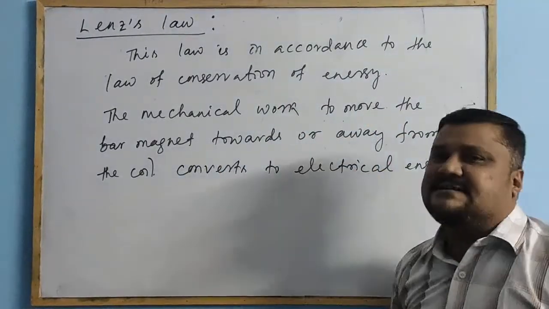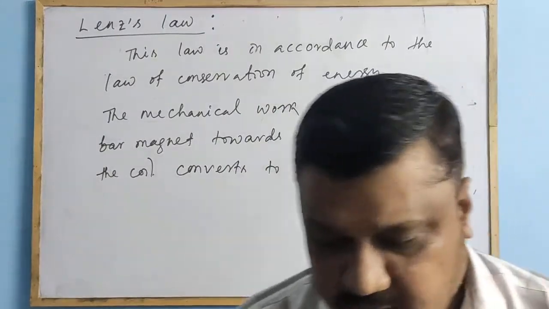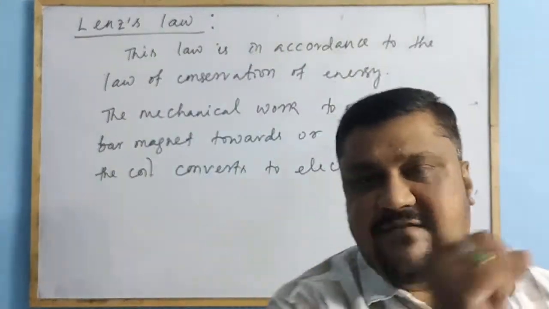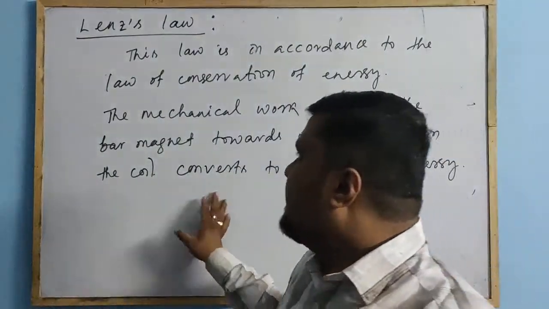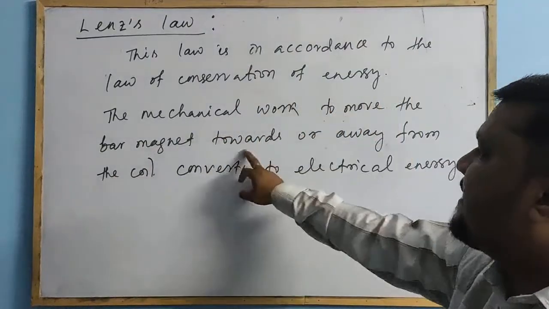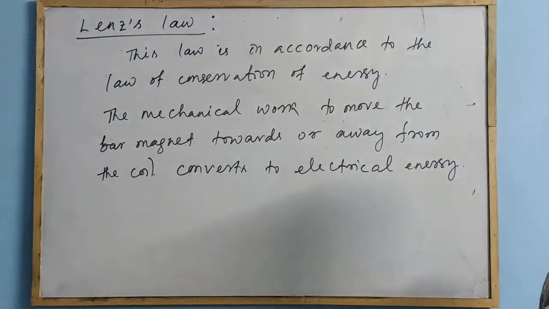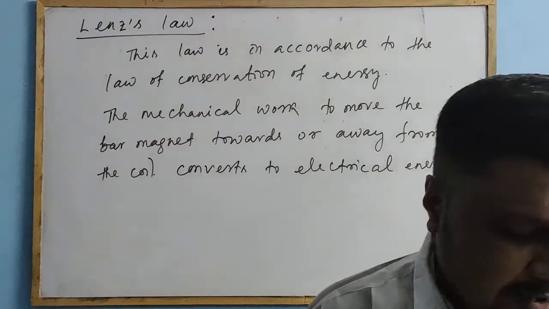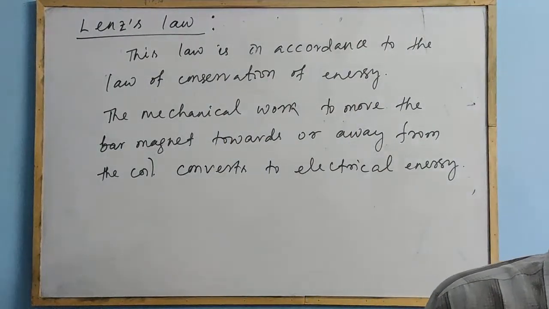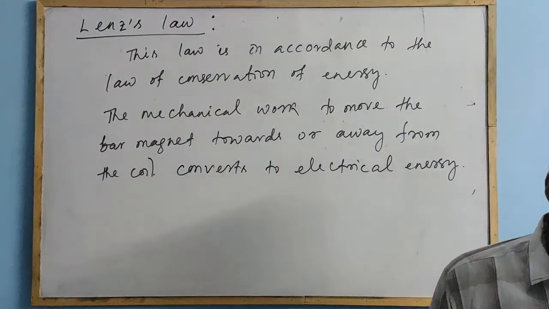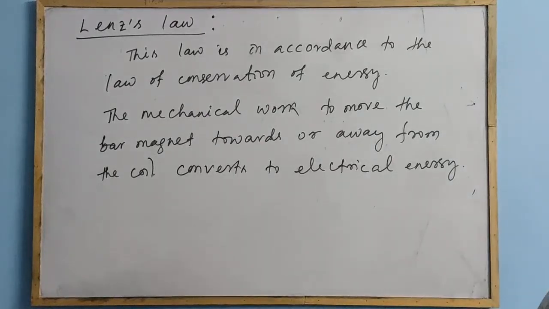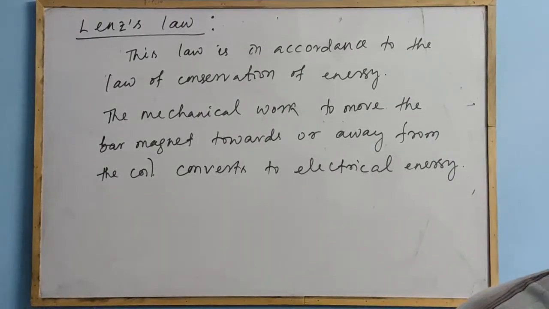This mechanical work to move away from the coil converts to electrical energy. So, this Lenz law is in accordance with the law of conservation of energy. This is very, very important. Remember this thing: the mechanical work to move the bar magnet towards or away from the coil converts to electrical energy. Okay. Next.